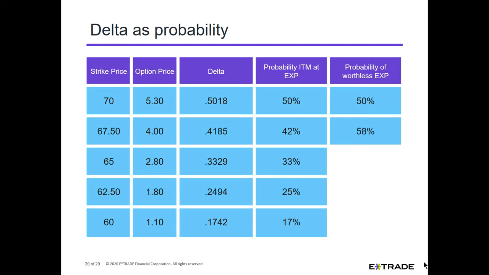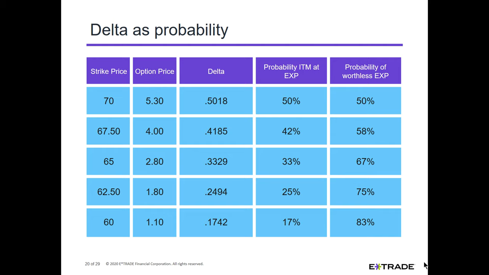So the first one has a 50% chance of being in the money at expiration, which means it has a 50% chance of being out of the money at expiration. And if it's out of the money at expiration, it's worthless. So the 67.50, therefore, has a 58% chance of expiring worthless. I think you can anticipate the direction our numbers are going to go. So that 60 call, which we looked at and said, oh, look at the leverage we get from price. Yes, that's true, but we also have an 83% chance that it expires worthless.